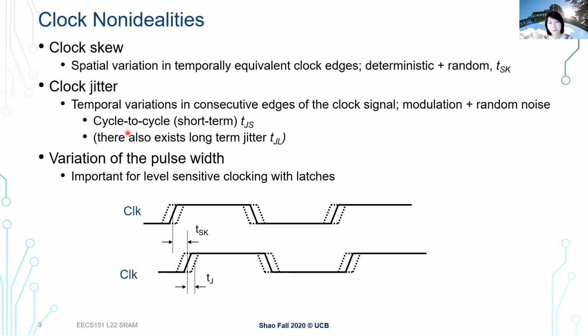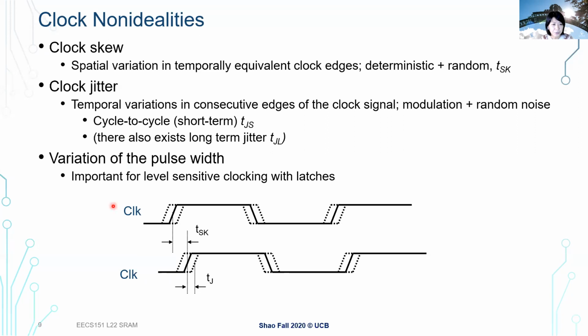Space differences is trying to say that if you think about all the different registers or flip-flops in our system, all of them have a clock signal. The spatial difference is trying to quantify the differences between different flip-flops when we compare their clock signals, whether they arrive at exactly the same time or there's a small delta in the clock arrival time. So the skew is basically the difference.